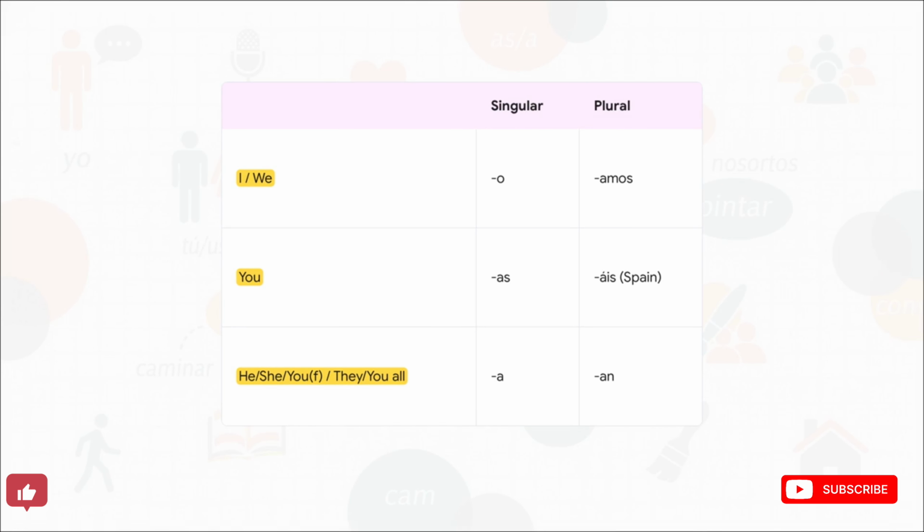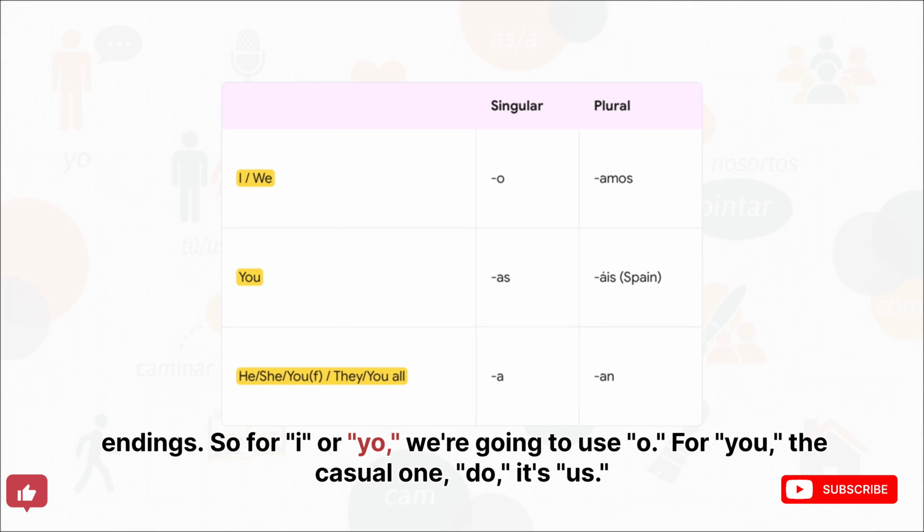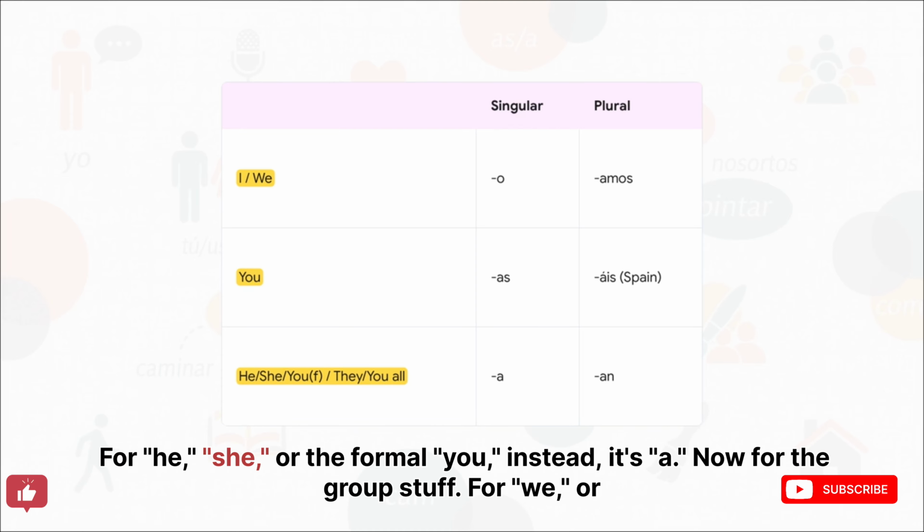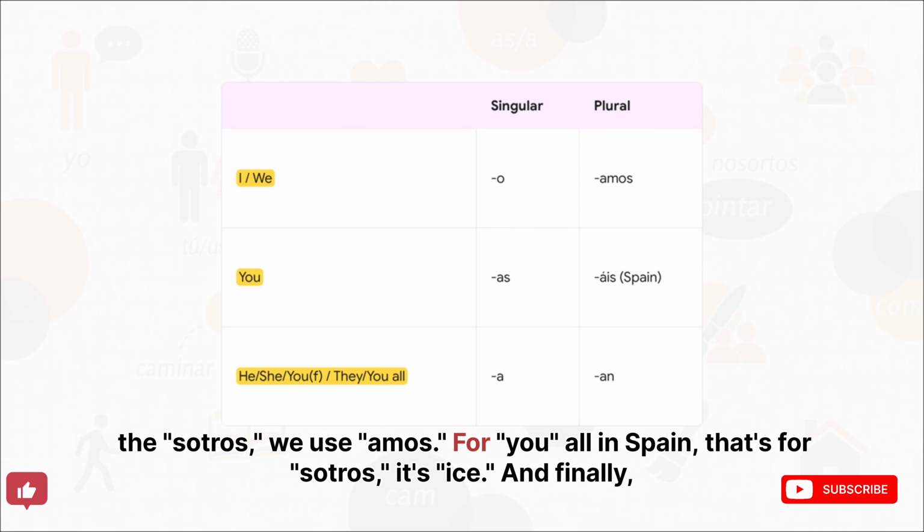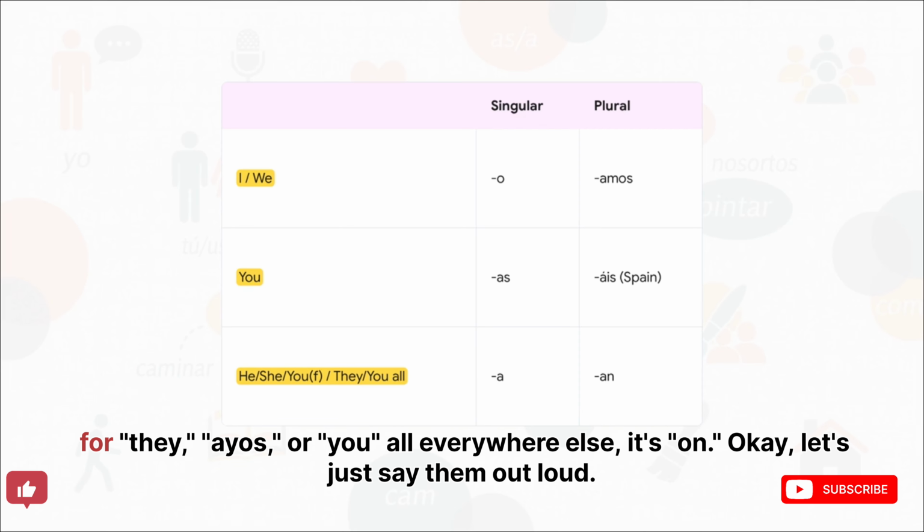These are our magical endings. So for I or yo, we're going to use o. For you, the casual one, tú, it's as. For he, she, or the formal you, usted, it's a. Now for the group stuff. For we, or nosotros, we use amos. For you all in Spain, that's vosotros, it's áis. And finally, for they, ellos, or you all everywhere else, it's an.